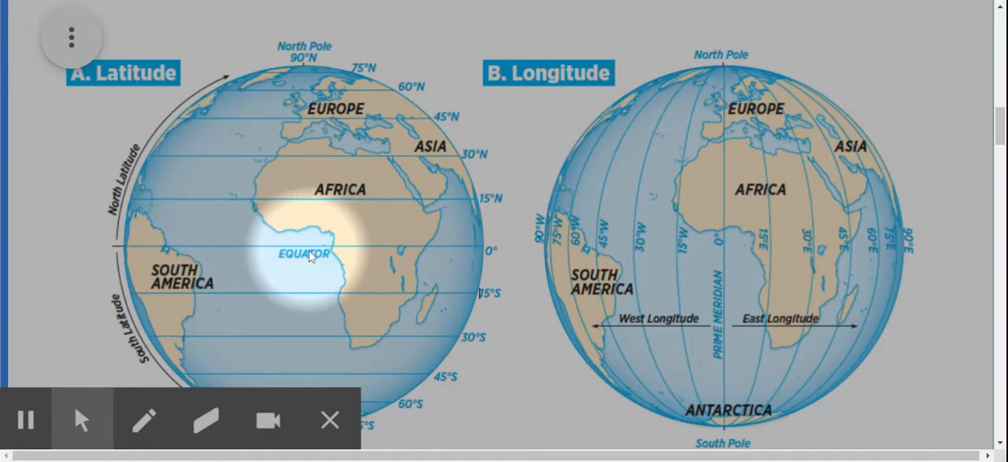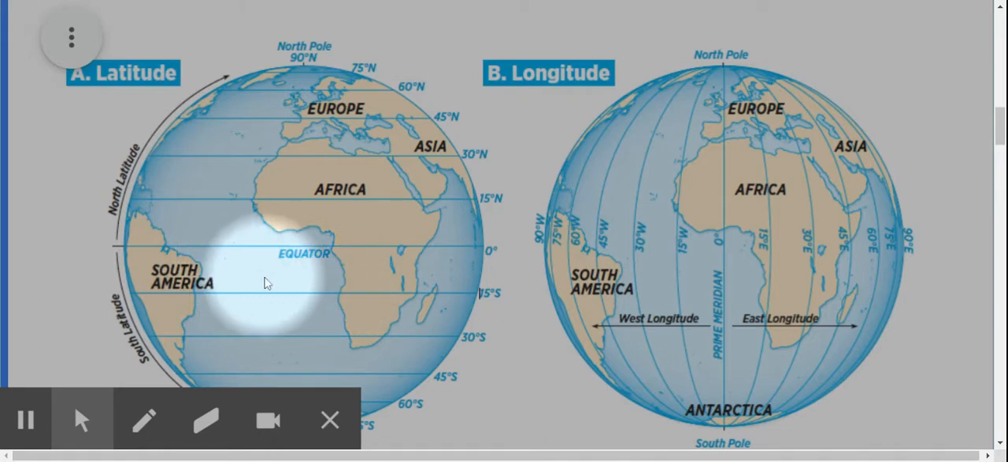Anything that is north of the equator is northern latitude. You'll see on this map, it is separated every 15 degrees. So 15 degrees north, 30 degrees north, 45 degrees north, 60 degrees north, 75 degrees north, all the way up to the North Pole at 90 degrees north. Conversely, it works the same way south of the equator.